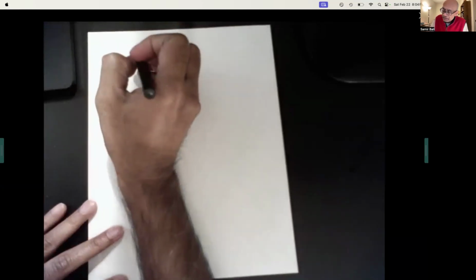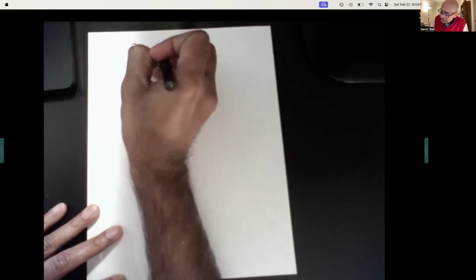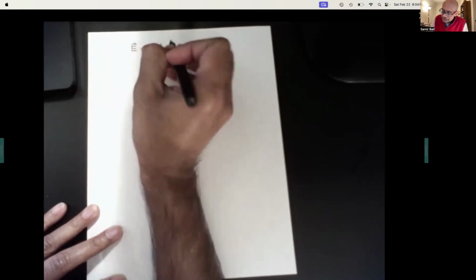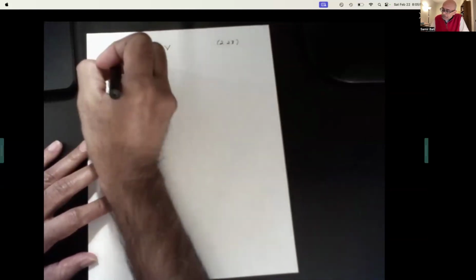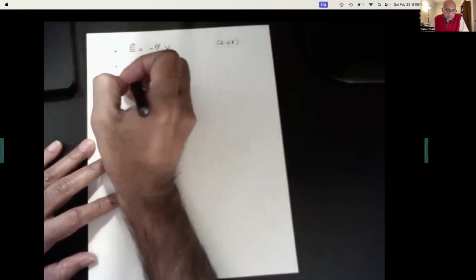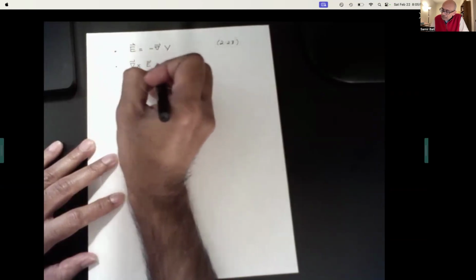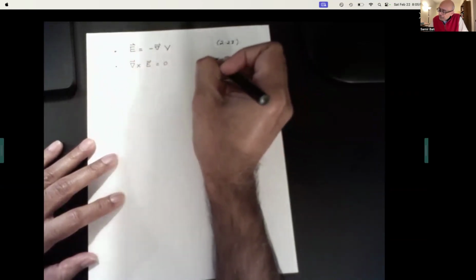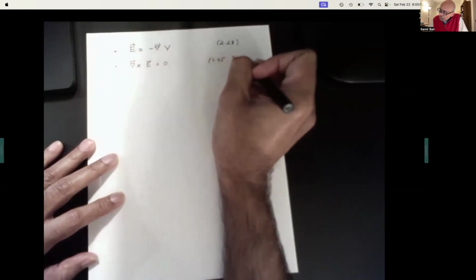A quick recap from the February 10 lecture is that the electric field is written as the negative gradient of the potential, and that is equation 2.23. And the other thing we know is that the curl of the electric field is zero, and that is equation 1.45 and homework 1.